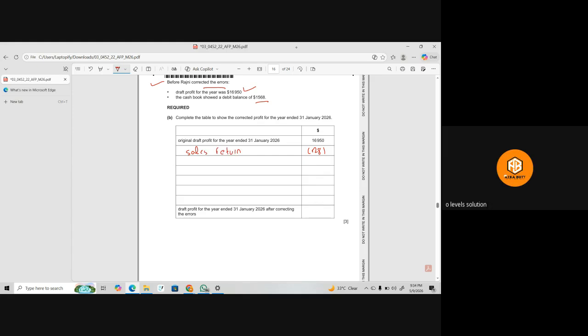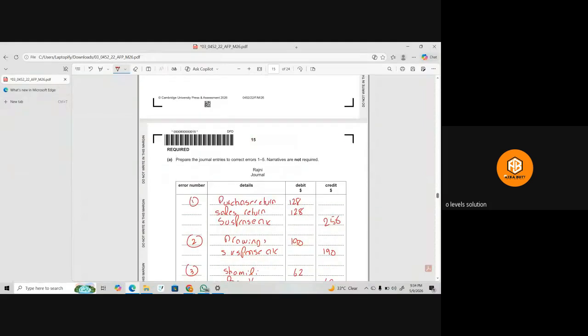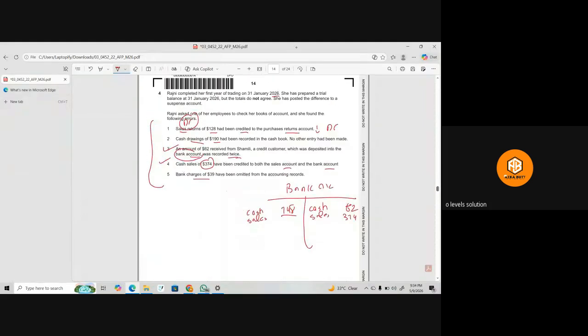Complete the table. Gross profit was this, before Rajni corrected the errors. Complete the table to show the corrected profit for the year. Then, if you go up, we are debiting the purchase return. Previously, it was credit. Here, the sale return of 128 had been credited to the purchase return account. So now we are debiting it.